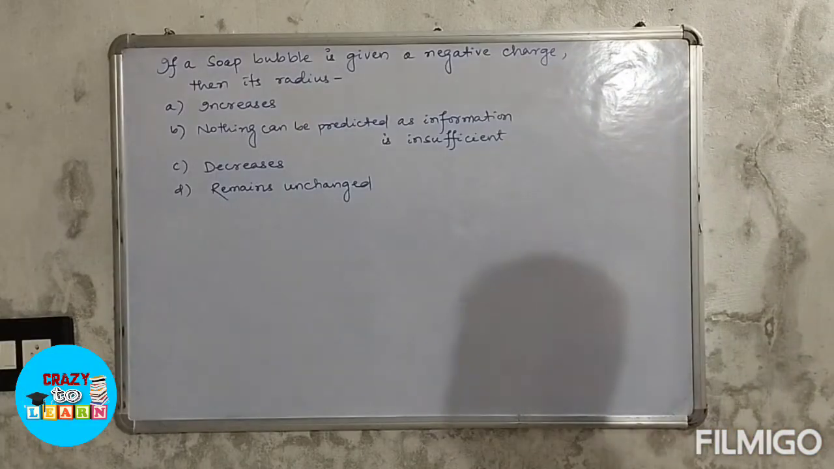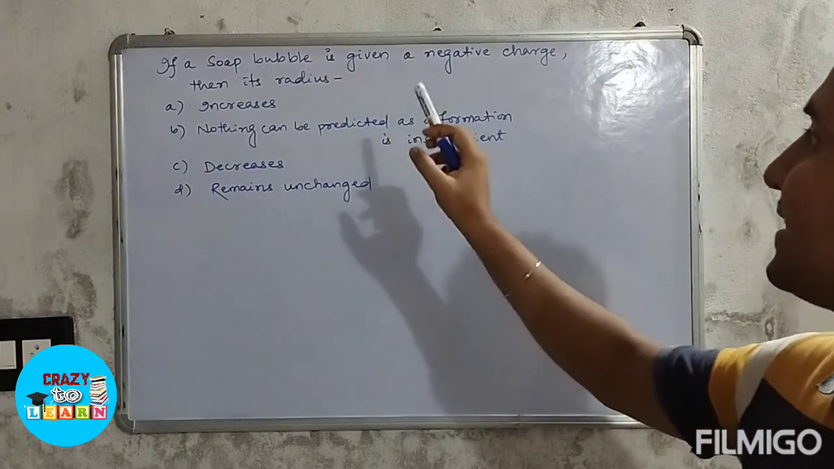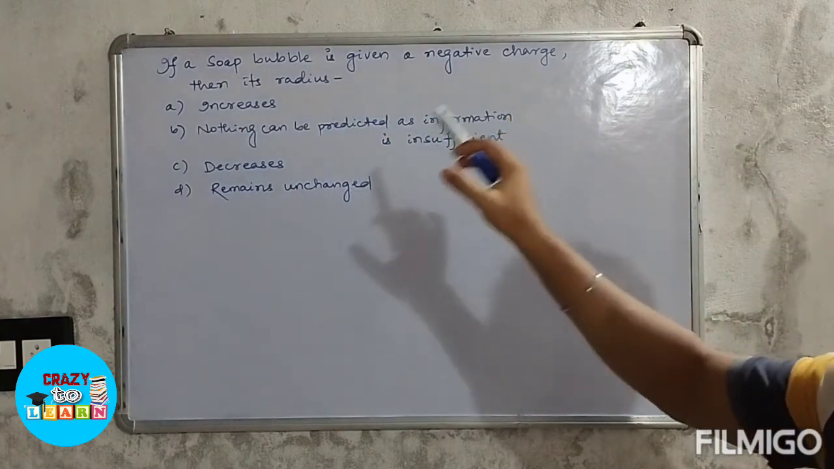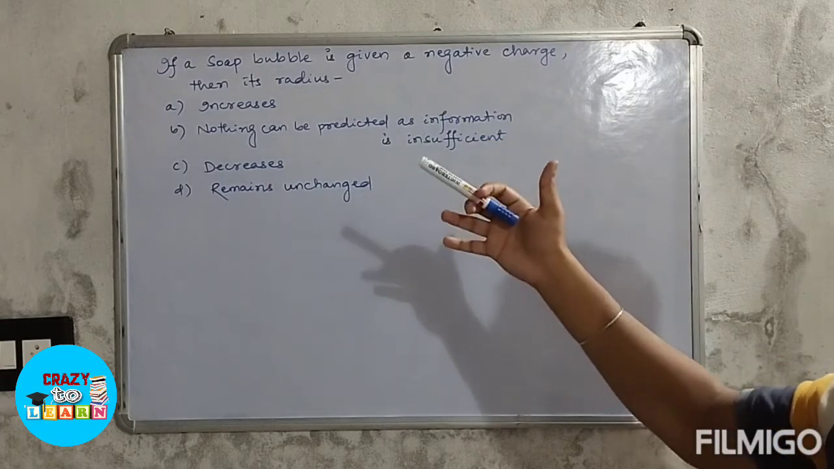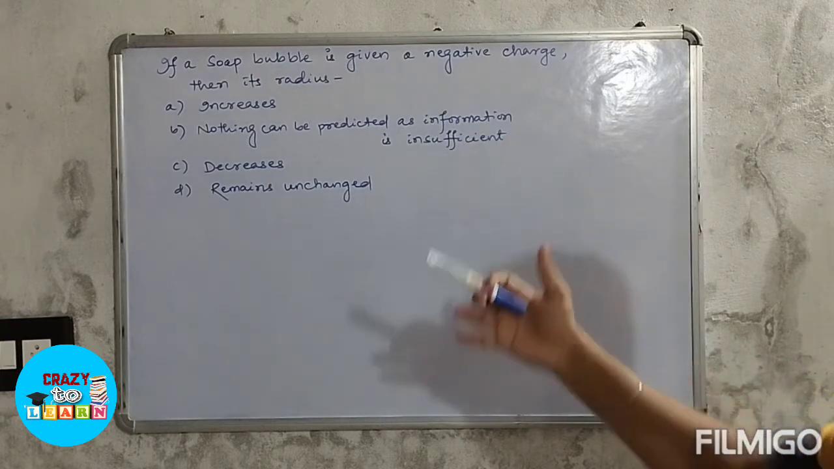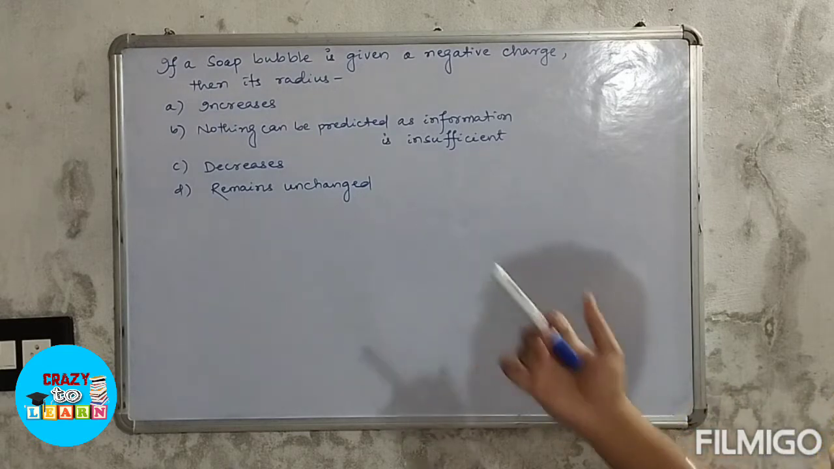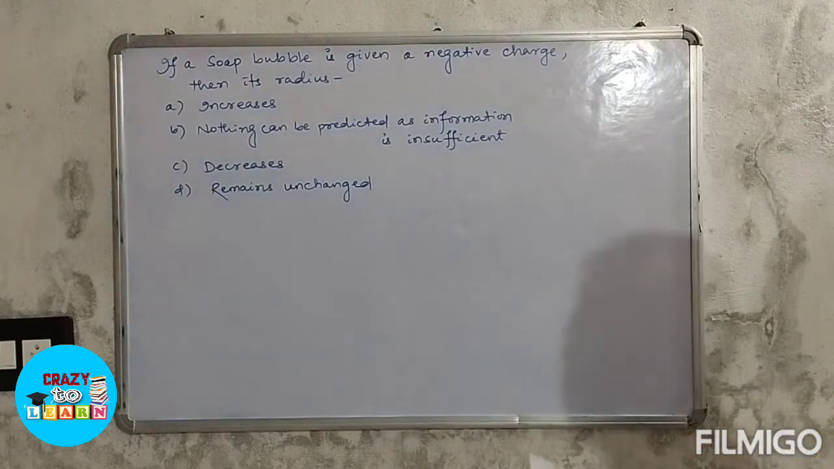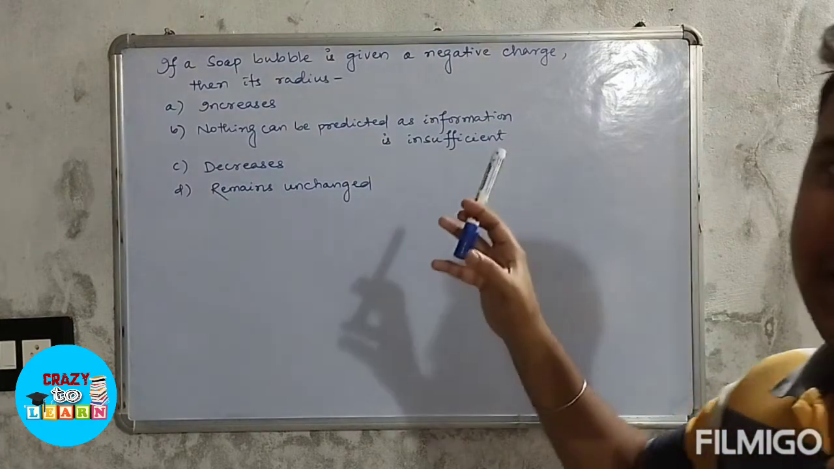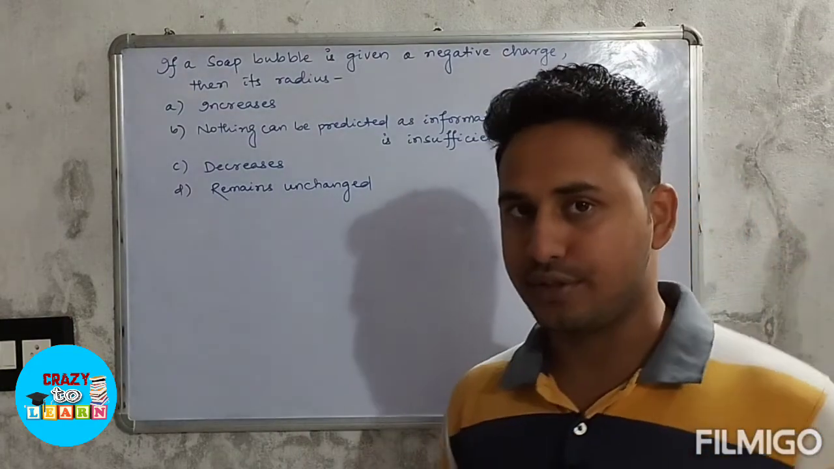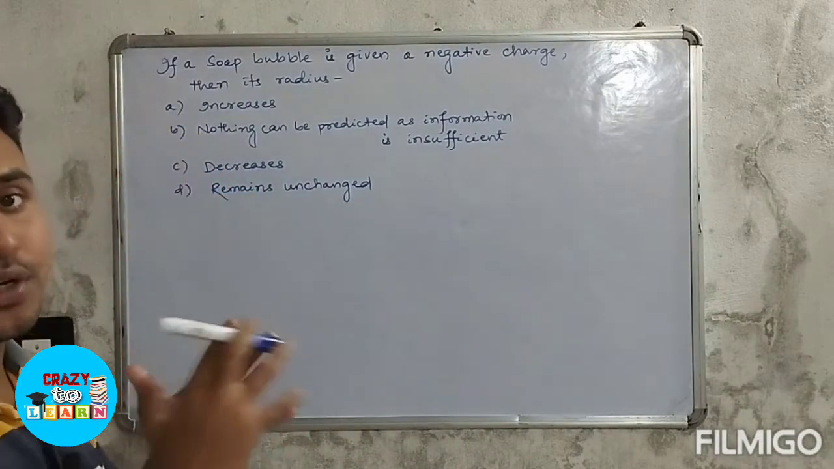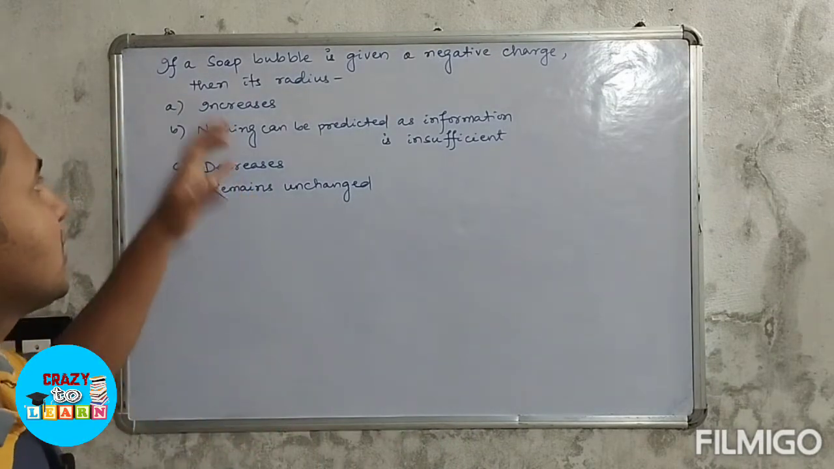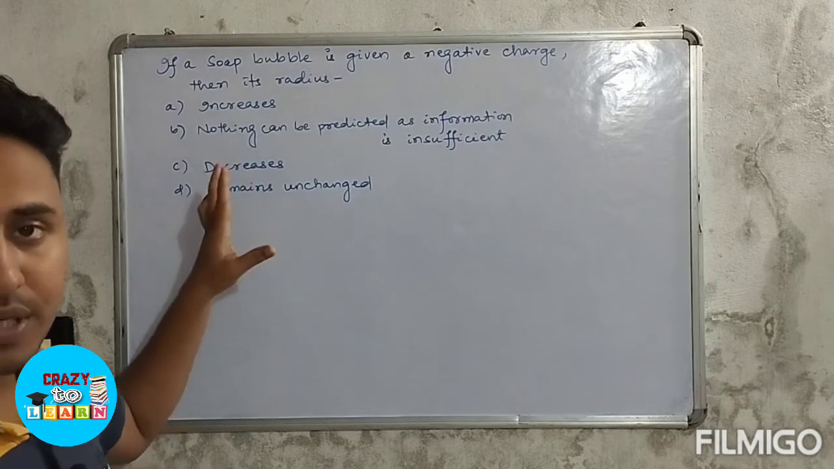Our first question is, if a soap bubble is given a negative charge, then its radius increases, or nothing can be predicted as information is insufficient, or decreases, or remains unchanged. This is a question related to the concept of surface tension. You should know which factor the question is related to. So this question is related to the concept of surface tension.